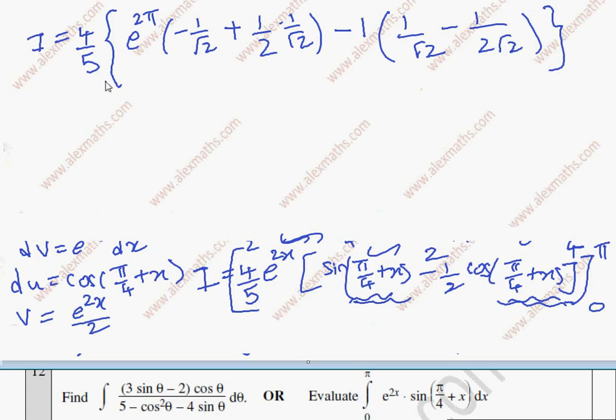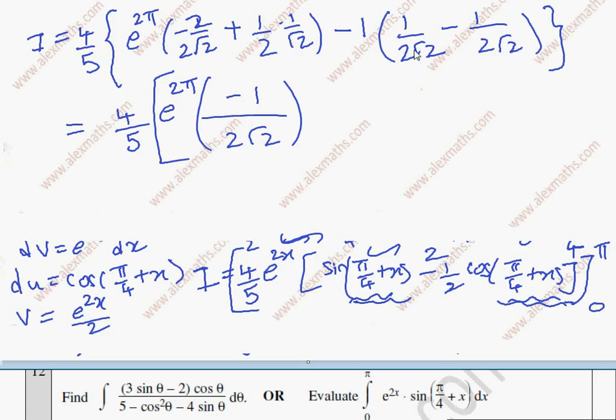Okay. Now this is 4 by 5 e power 2 pi. We can take the LCM. So you will put 2 and 2. So the common denominator is 2 root 2. In the numerator it will become minus 1. Okay, this is separate.